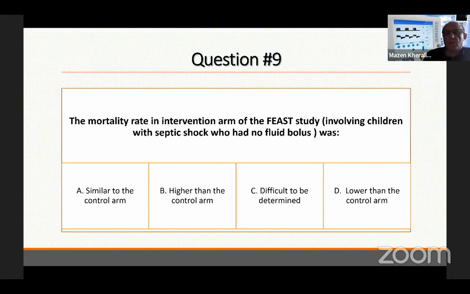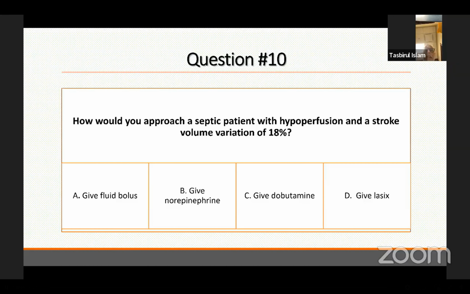The mortality rate was lower than the control arm. D for David. For those children in Africa who were not given a fluid bolus, they had a lower mortality rate. The average fluid given was 10 ml per kg compared to 40 ml per kg in the liberal bolus arm. So the answer is D as in David. Ribaba and Oppo got it right; I think Ribaba answered faster than Oppo.